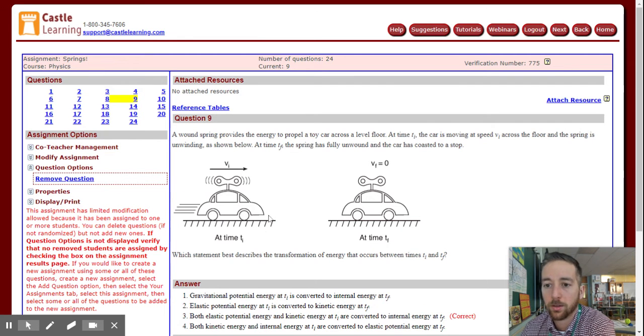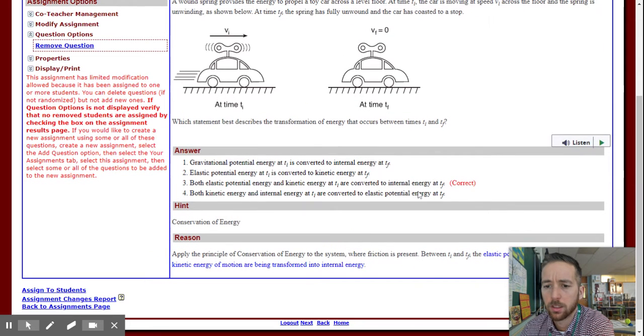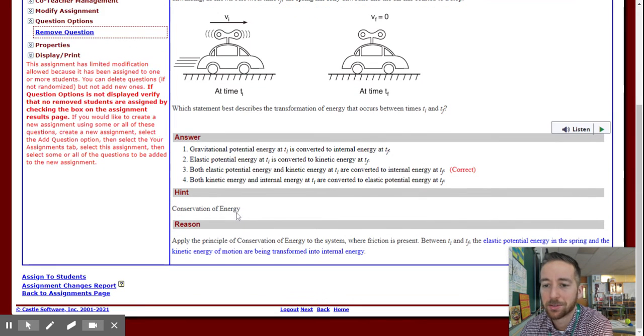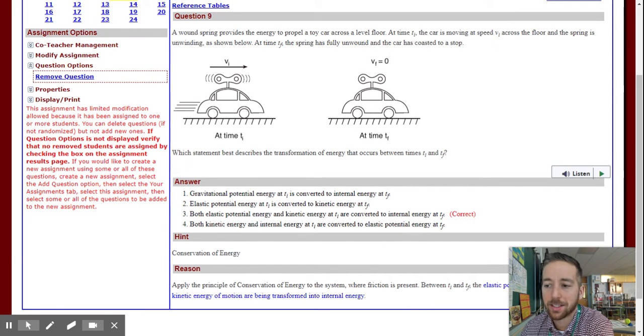Question 9. Oh, they got a diagram here. Which statement best describes the transformation of energy that occurs? All right, so we wind it up, it moves, and then it stops. Their explanation, that's their reason, is conservation of energy. So the elastic, it looks like it's choice 3.